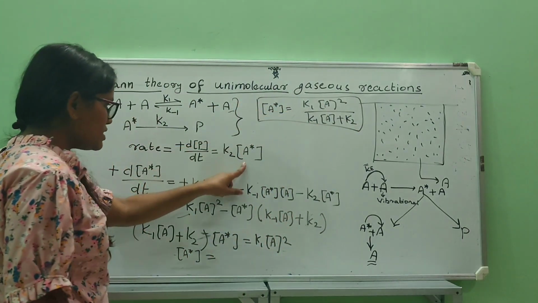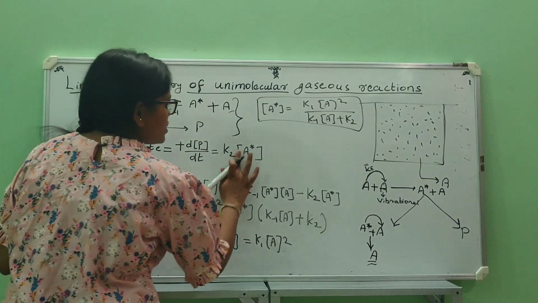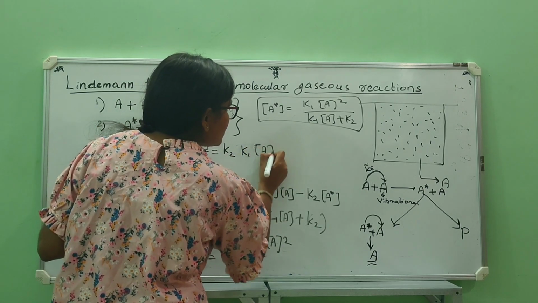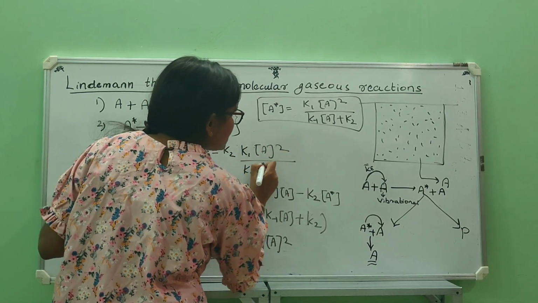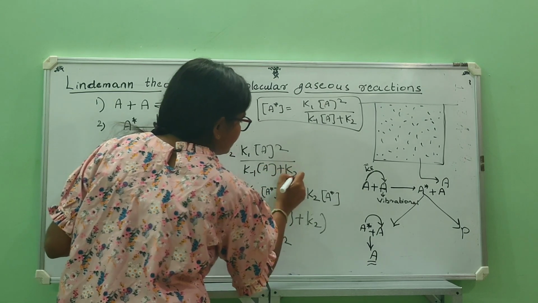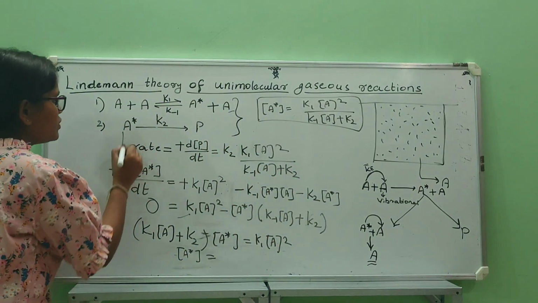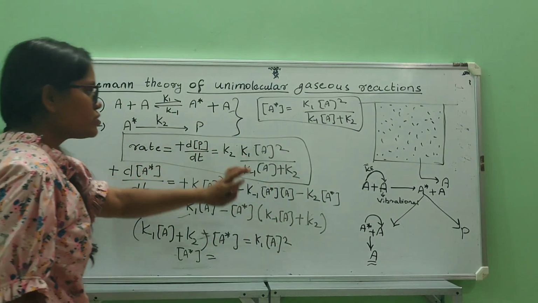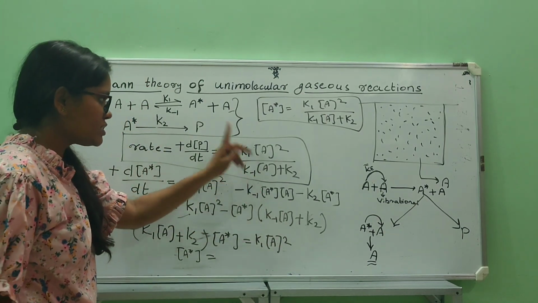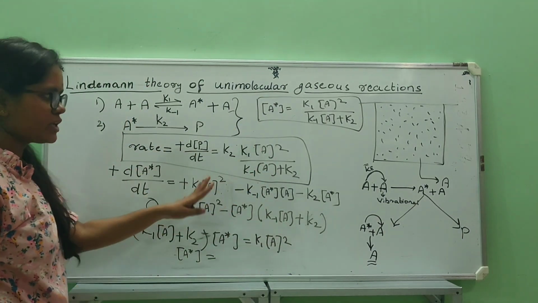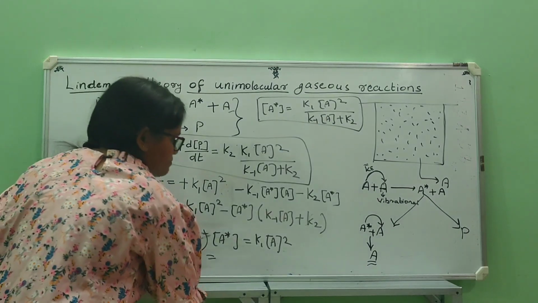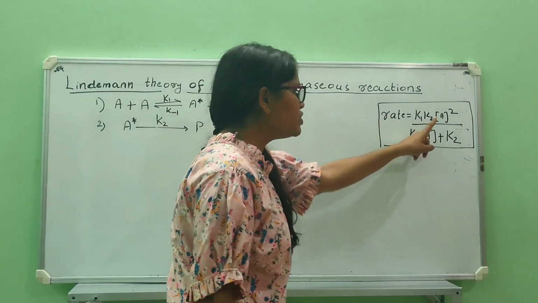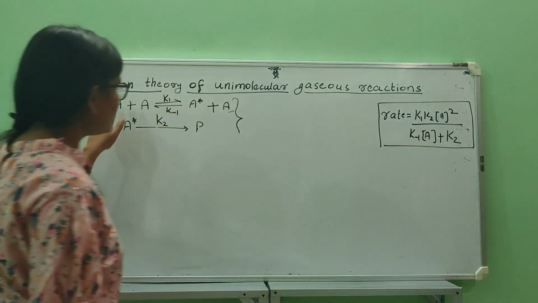Now I'll put it back in this equation to get the rate equation. So what is A star? A star is K1 A square by K minus 1 A plus K2. So this is the rate equation obtained from Lindemann theory for unimolecular gaseous reactions. To solve any problem, you need to remember this rate equation or you need to derive it, okay? So this is the rate equation for a unimolecular gaseous reaction according to Lindemann theory.